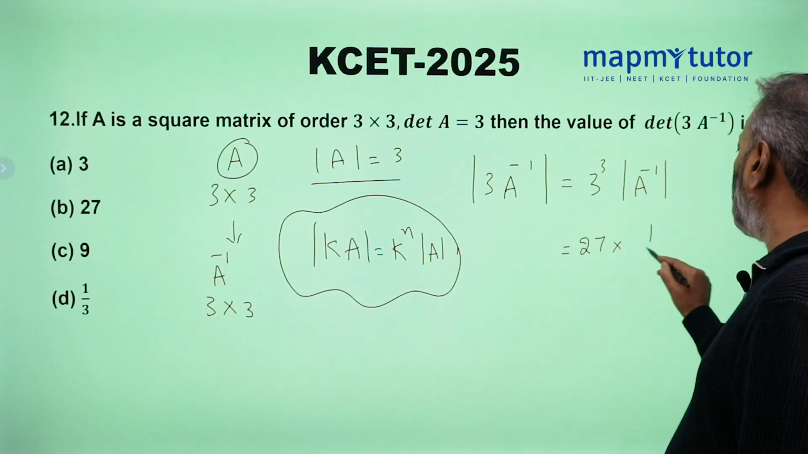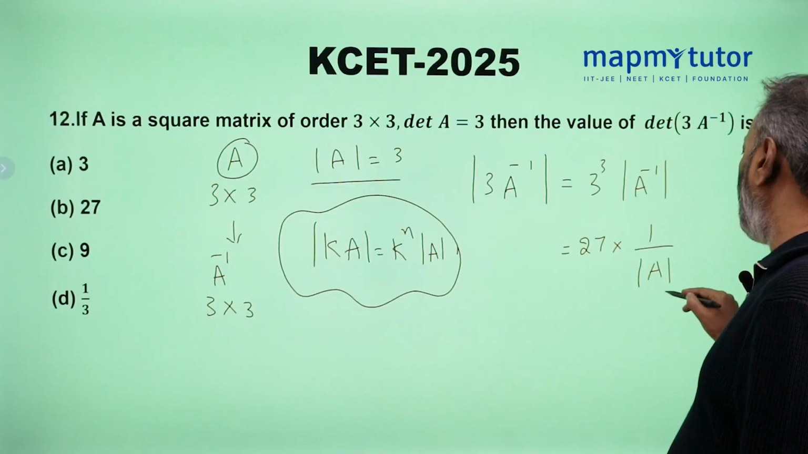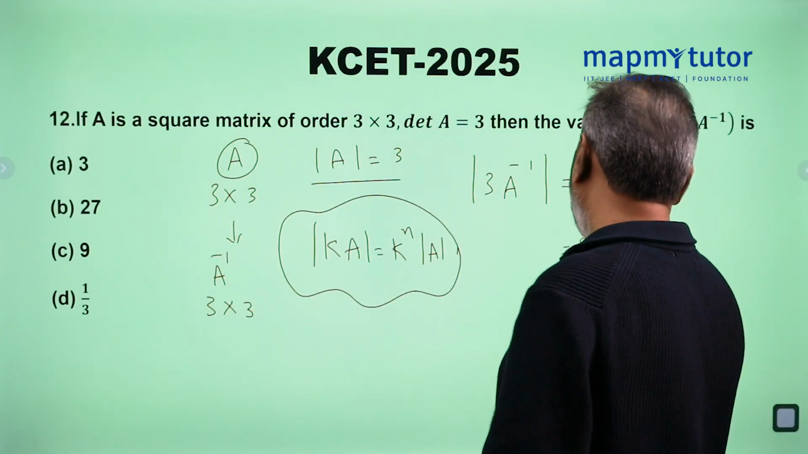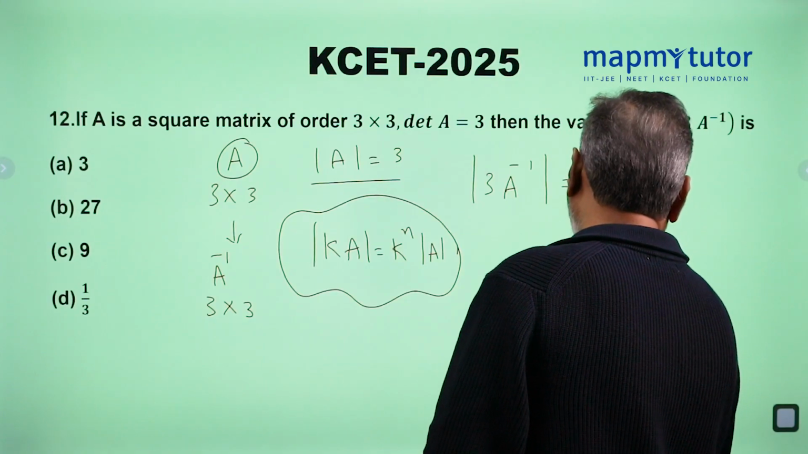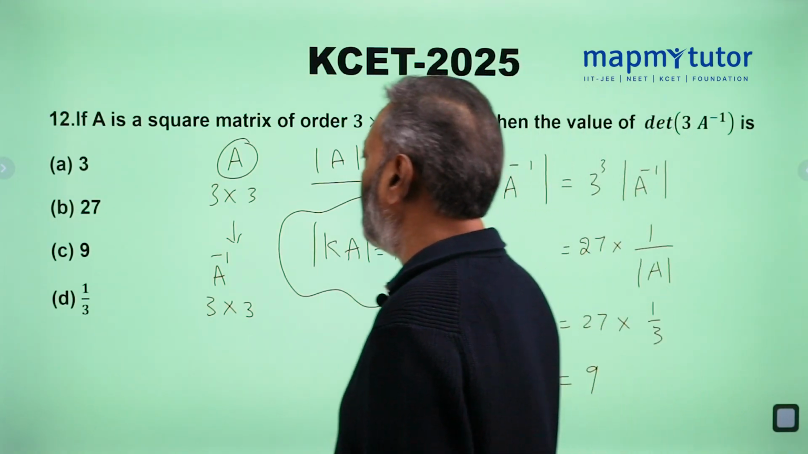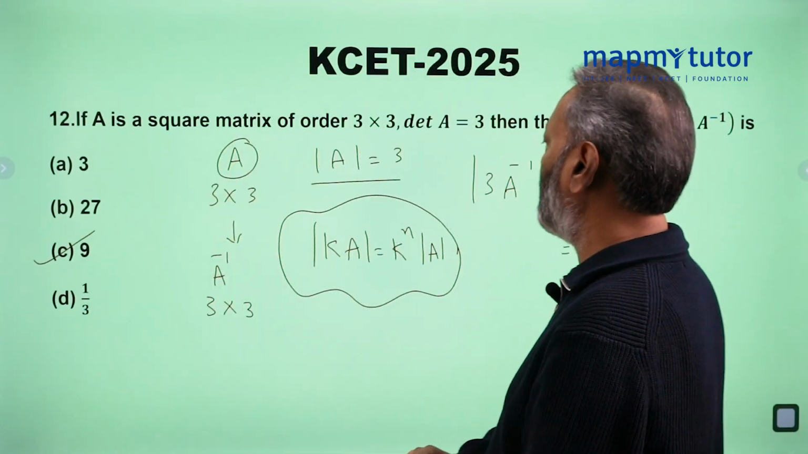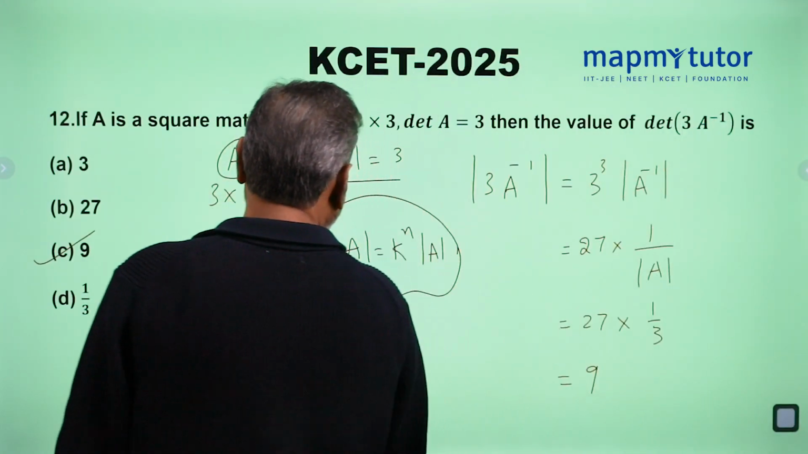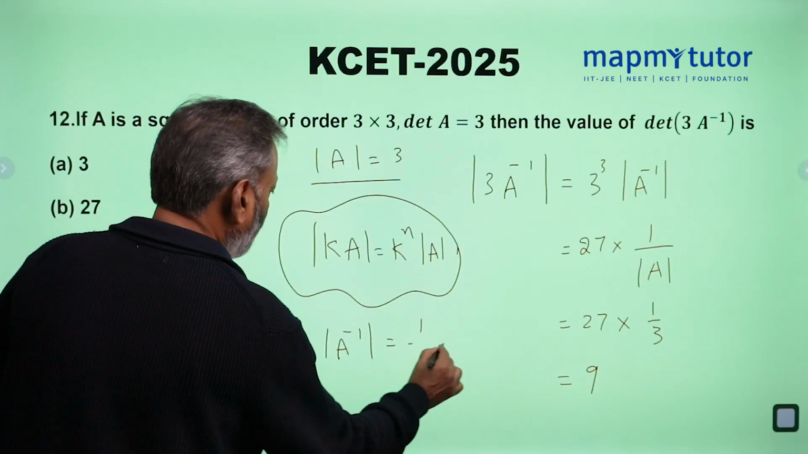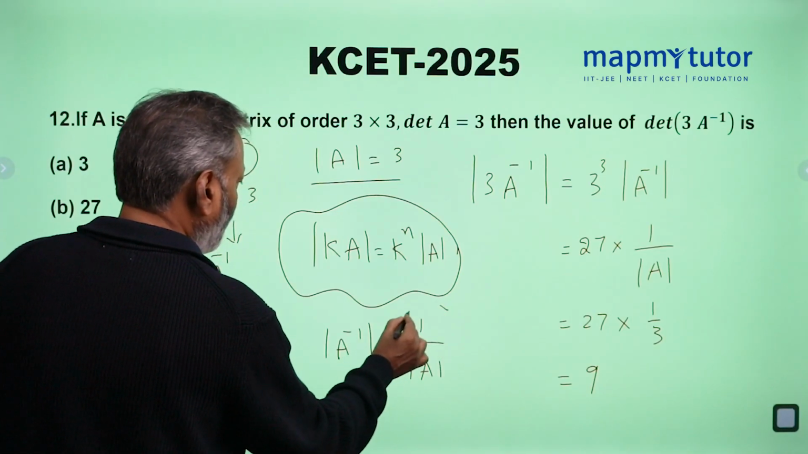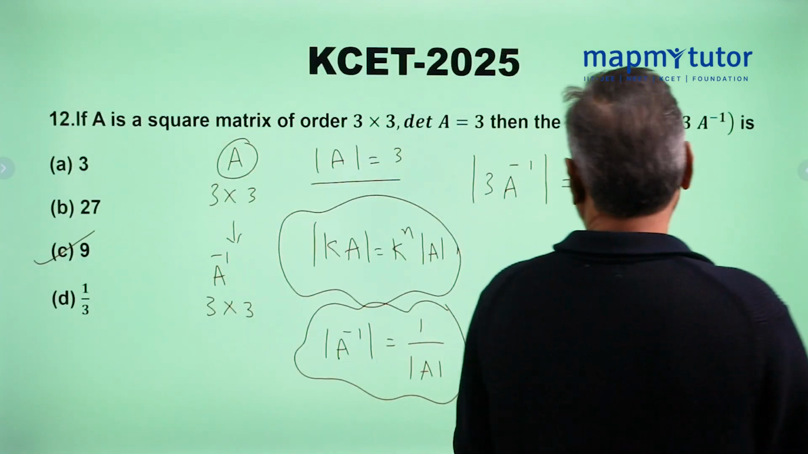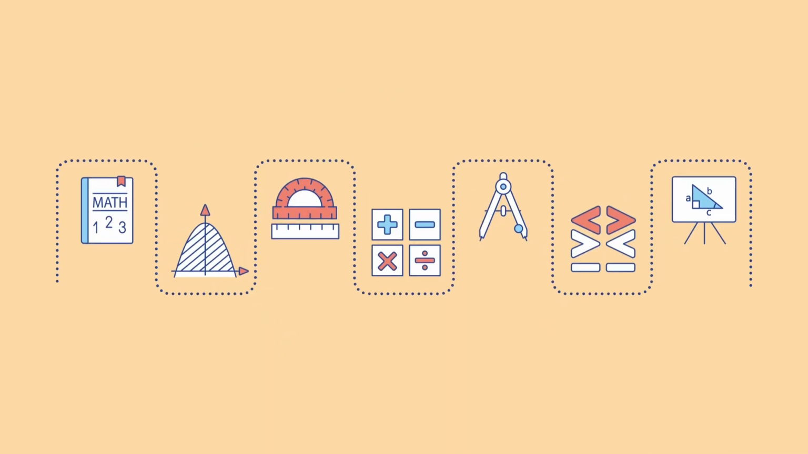And det of A inverse is again a property, 1 by det A, which comes from A into A inverse is I, okay? And det A is 3. Come on, substitute 27 times 1 by 3, which is 9. Where is that? Option C. So, here I have used one more property from determinants, that is det of A inverse is 1 by det A. These are the two things you must remember, with which we can easily finish this question.